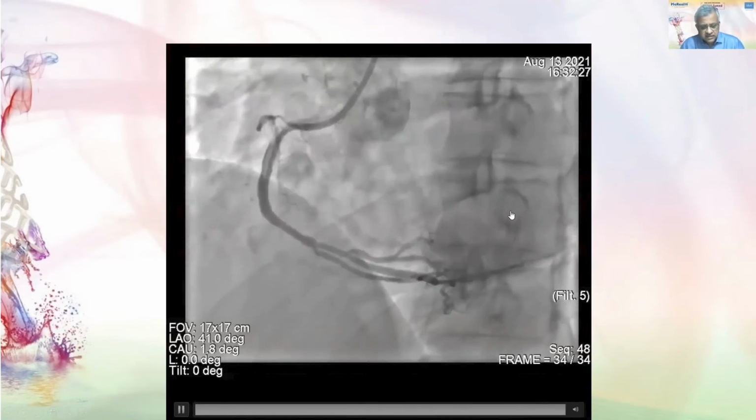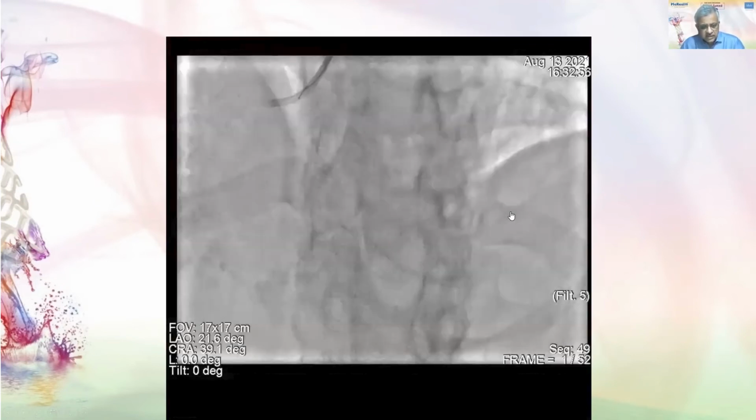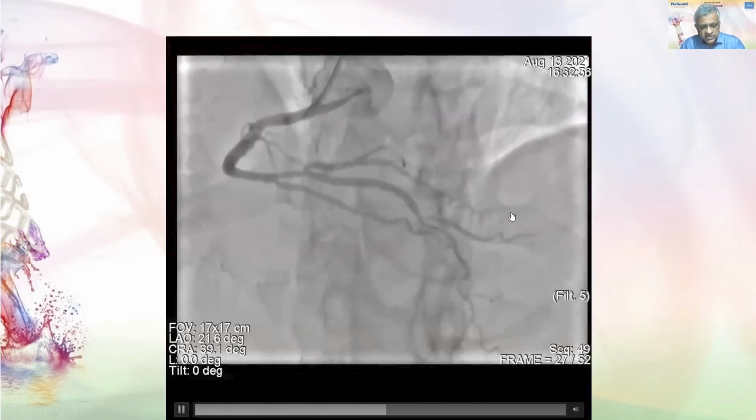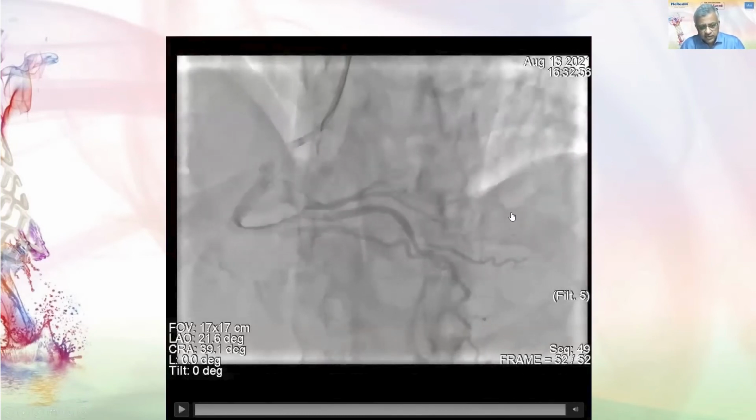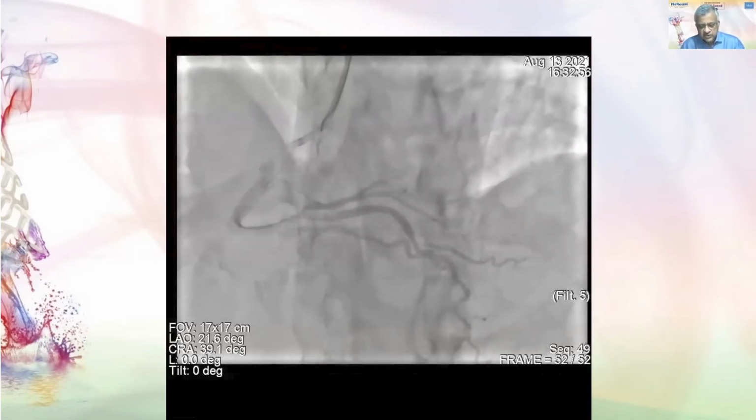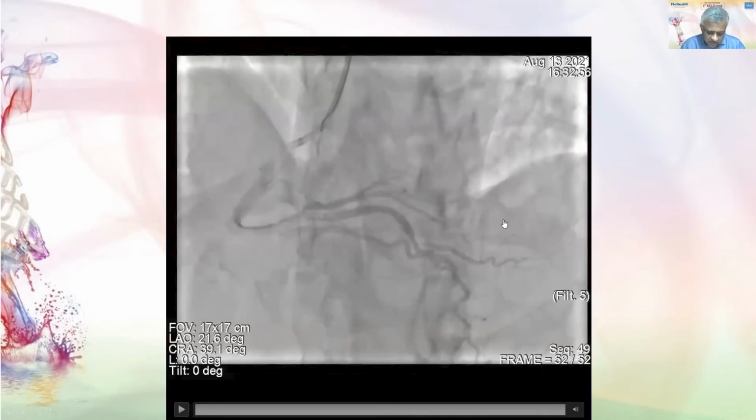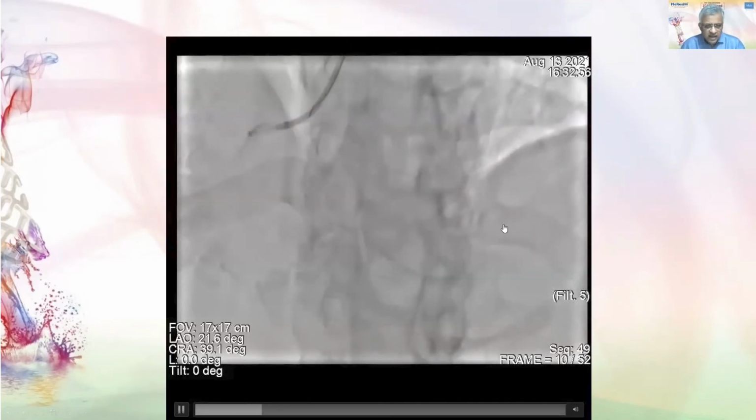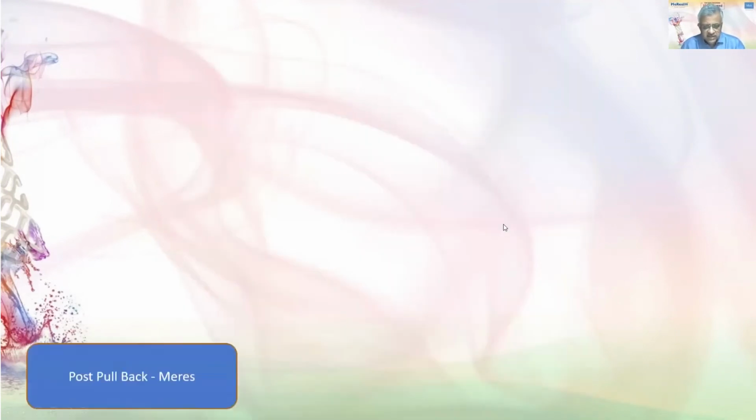This is the shot, and this is the final shot, which shows that the proximal and the distal flow is reasonably good. That was followed up with 2B3A, which I give in most of the high pressure lesions that we deploy. 2B3A bolus was given to this patient, and this is the final shot, and this is the final OCT run.